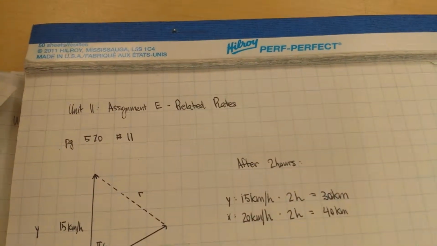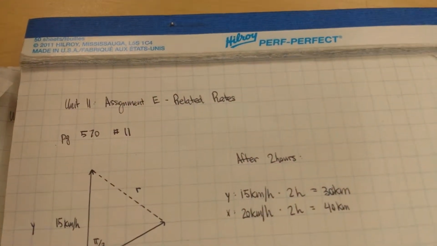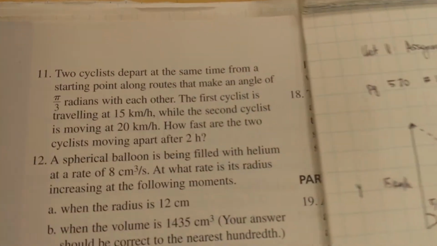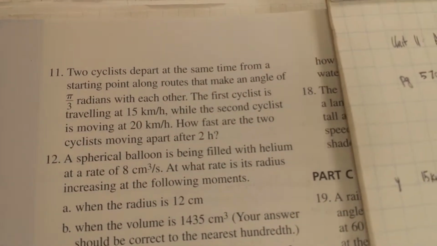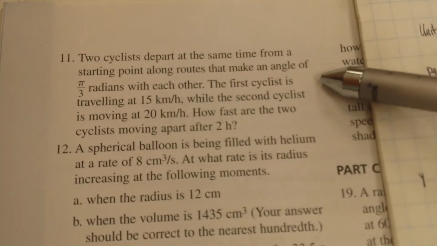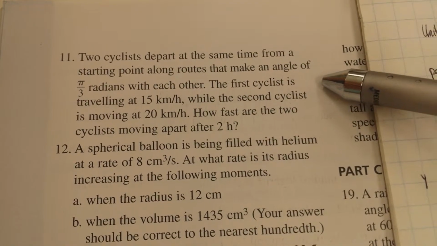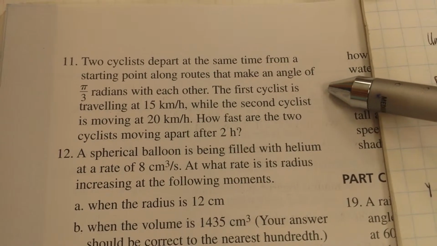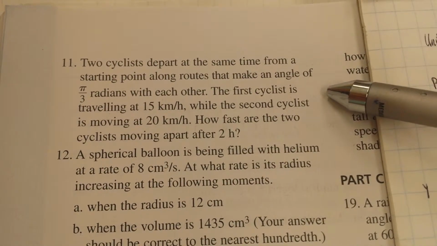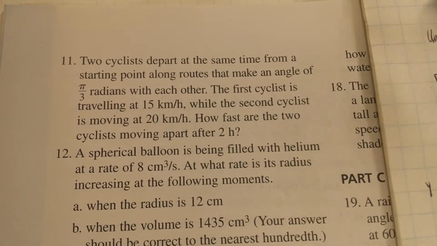We are doing Unit 11, Assignment E, Question 11 on page 570. The question is: two cyclists depart at the same time from a starting point along routes that make an angle of pi over 3 radians with each other. The first cyclist is traveling at 15 kilometers an hour, while the second cyclist is moving at 20 kilometers an hour. How fast are the two cyclists moving apart after 2 hours?